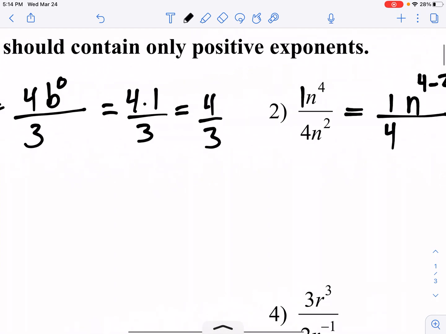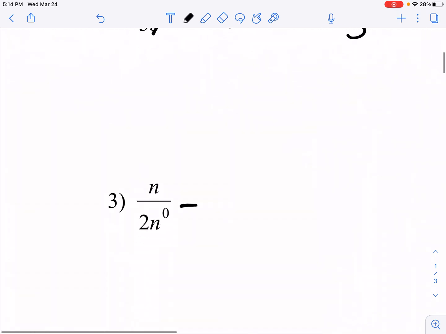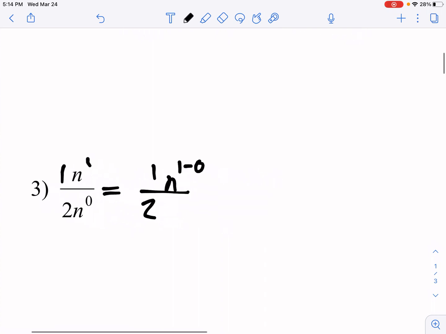Okay, number 3. Again, even though we don't see it, we could treat this like a coefficient of 1 for now. So we'd have 1 over 2. That doesn't reduce, so we have 1/2. Then our base is n. And even though we don't see it, this has an exponent of 1. So we have 1 minus 0. Well, what's 1 minus 0? 1. So we have 1 times our n to the first power over 2.